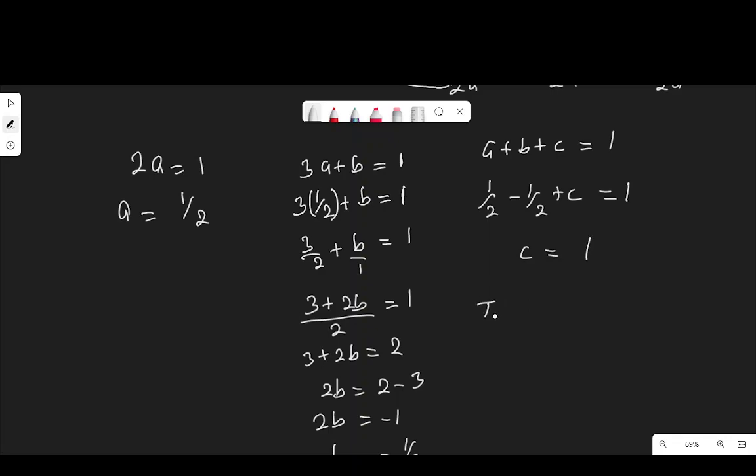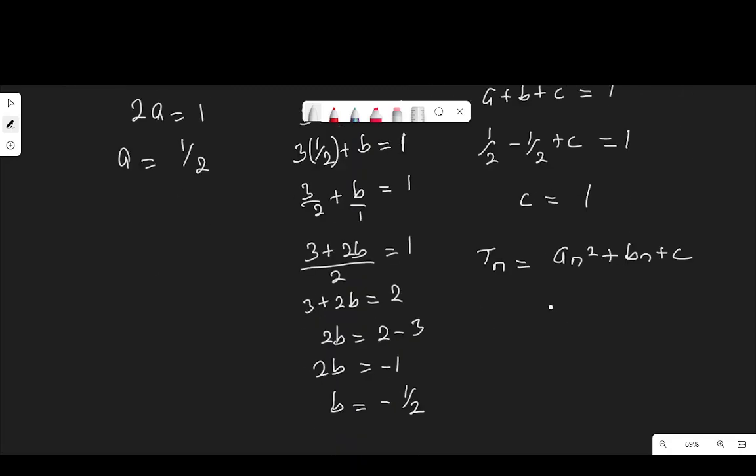Therefore, the general term for this sequence Tn, which is an squared plus bn plus c, now becomes: A is half, so I have half n squared, plus b is minus 1 over 2 n, plus c, which is 1. That is the nth term of this sequence.